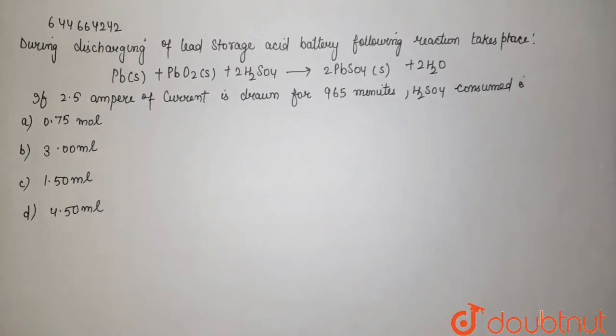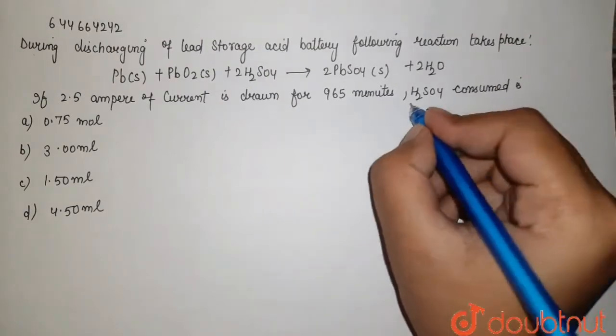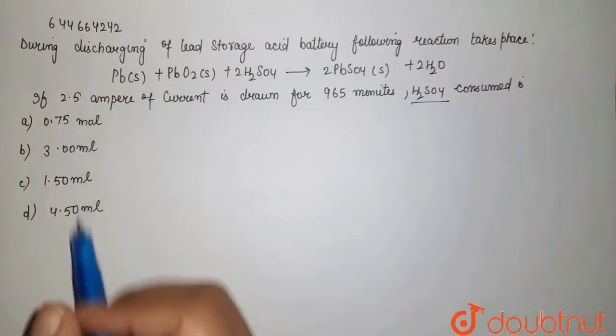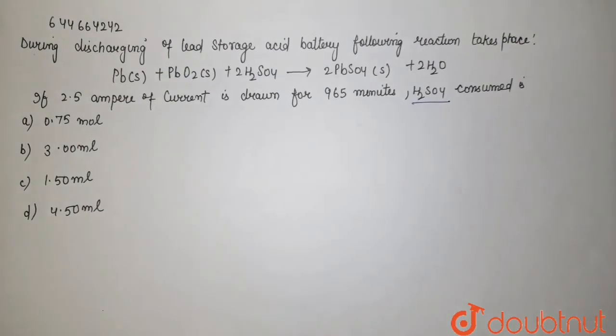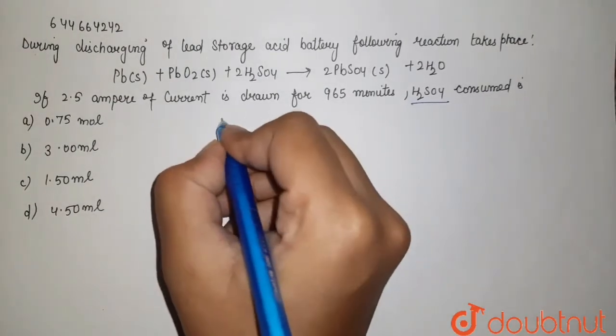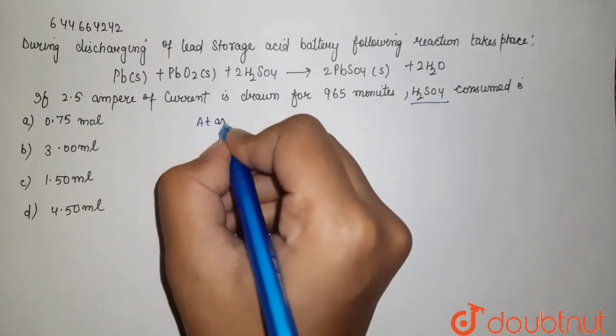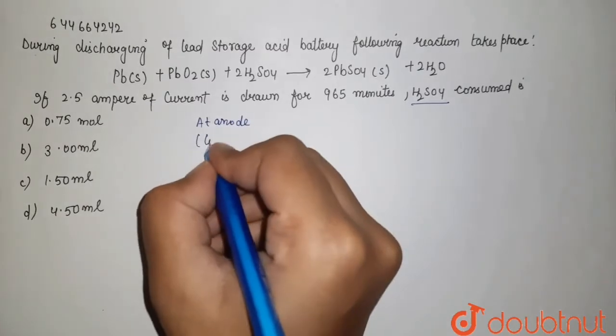Discharging of lead storage acid battery following reaction is taking place. If 2.5 ampere of current is drawn for 965 minutes, H2SO4 consumed is. So we have to find the weight of H2SO4 that is consumed, and in the question we have to find the moles.